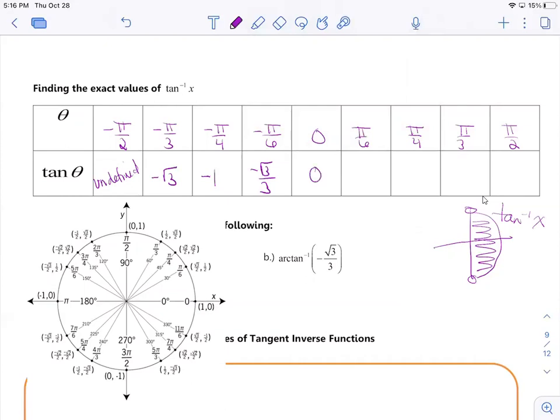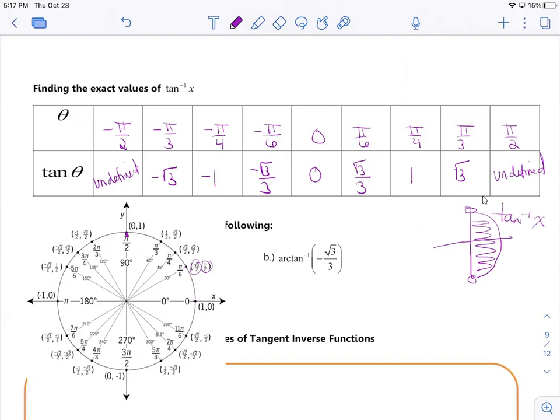0 would just produce 0. Pi over 6: 1/2 divided by root 3 over 2 is going to be root 3 over 3. Pi over 4, it's the same thing divided by the same thing, so we just get 1. Pi over 3 is root 3. And then when we're here, 1 divided by 0 is undefined.